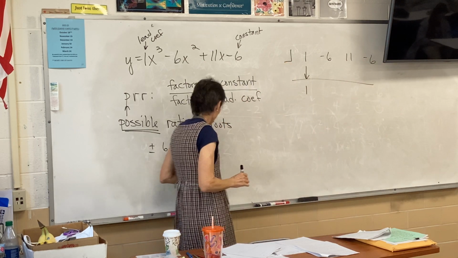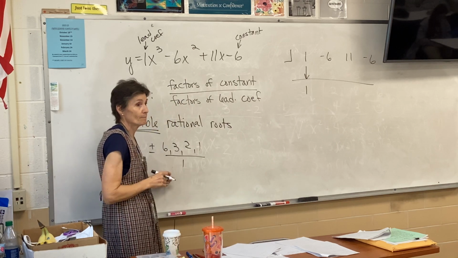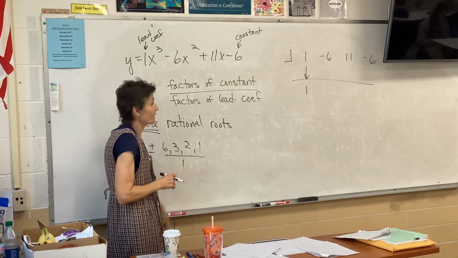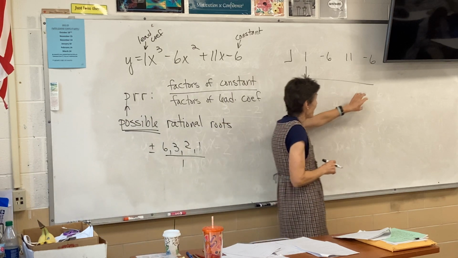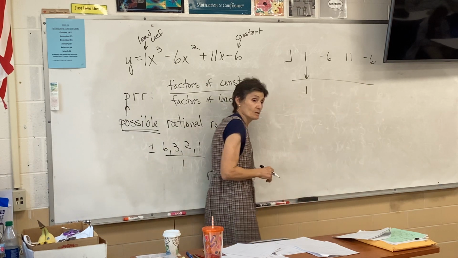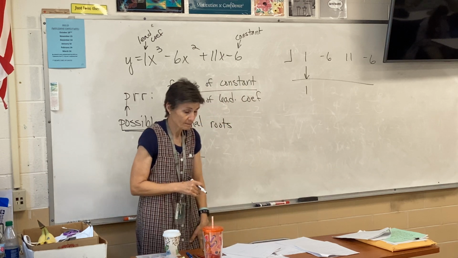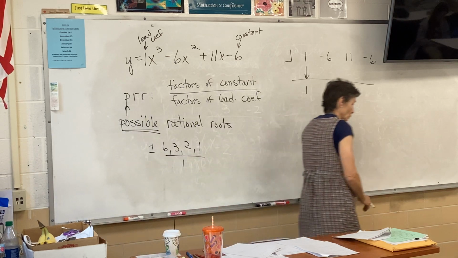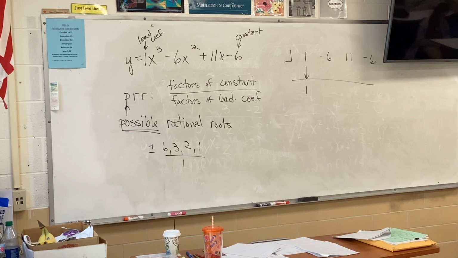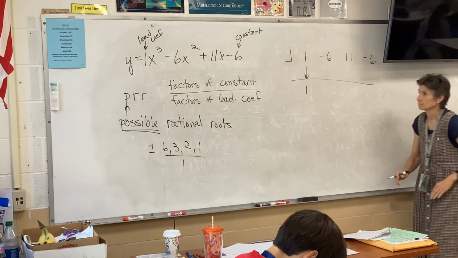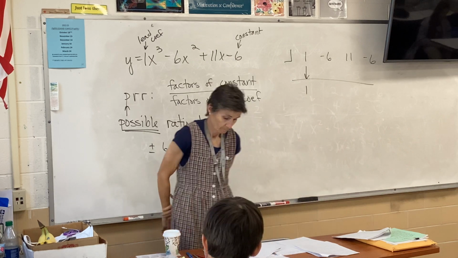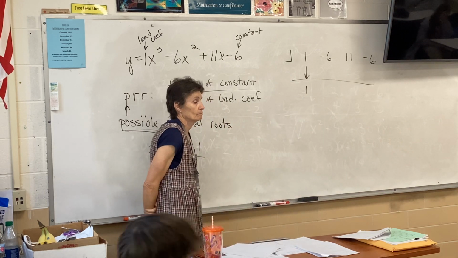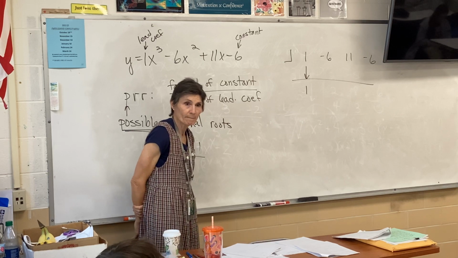So guess a number from this pile, positive or negative, and see if you can get a remainder of 0. You want this last number right here to be 0. So everybody's trying this. See if you can come up with one. No one's found one yet?